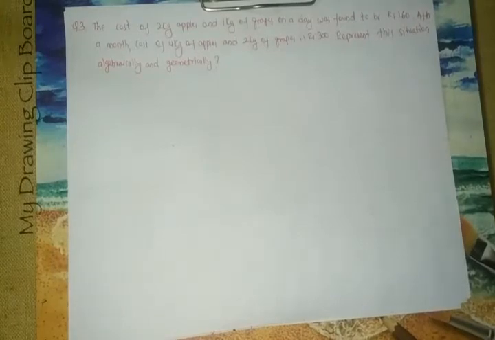Question number 3. The cost of 2 kg apples and 1 kg of grapes on a day was found to be rupees 160. After a month, the cost of 4 kg of apples and 2 kg of grapes is rupees 300. Represent this situation algebraically and geometrically. Read the question carefully and try to get which are the two variables here.